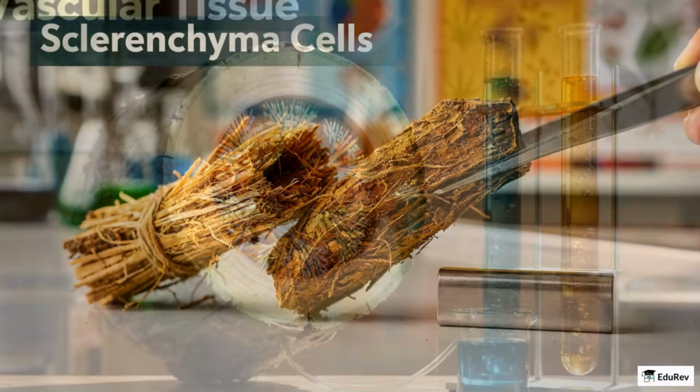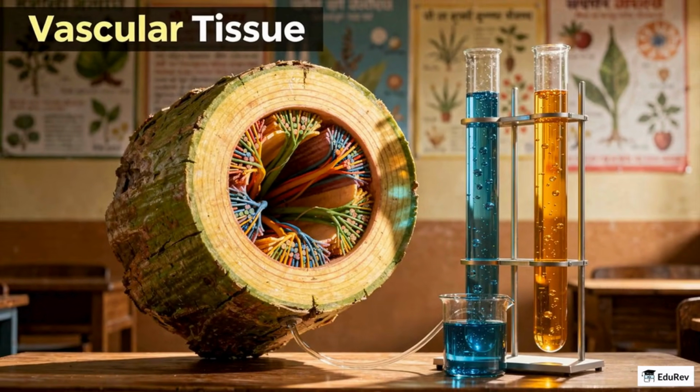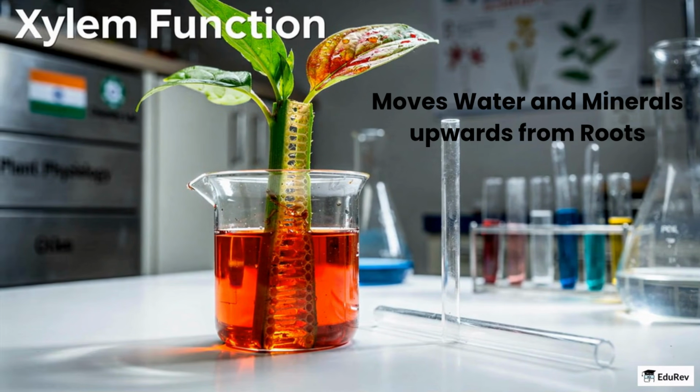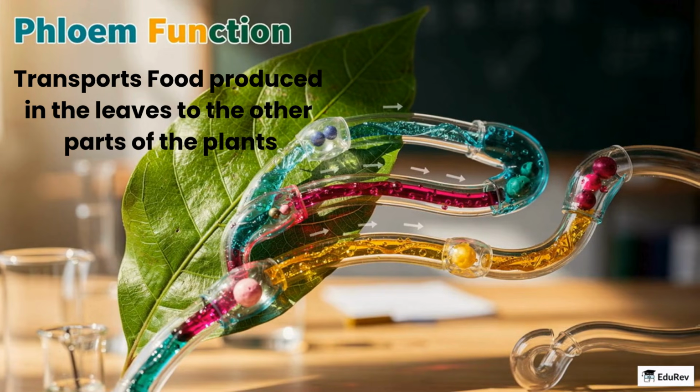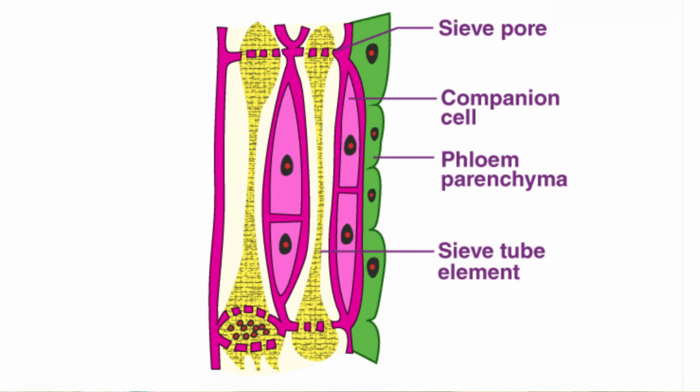Complex permanent tissues include xylem and phloem, which together form the plant's transport system or vascular tissue. Xylem moves water and minerals upward from roots and also helps support the plant. Its members include vessels and tracheids, mostly dead tubular cells that act like straws. Phloem transports food produced in leaves to other parts of the plant and is mostly living, with sieve tubes and companion cells working closely together.